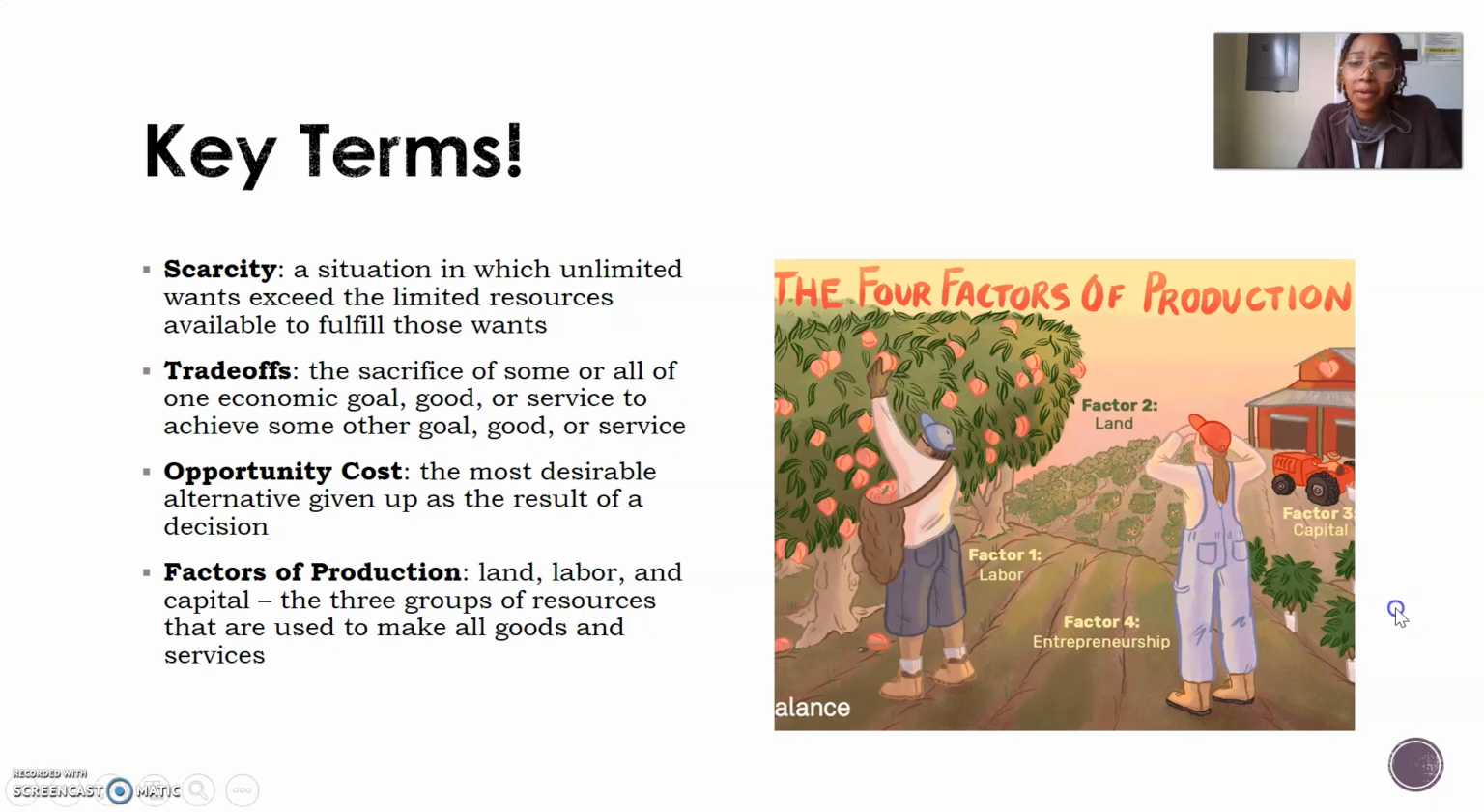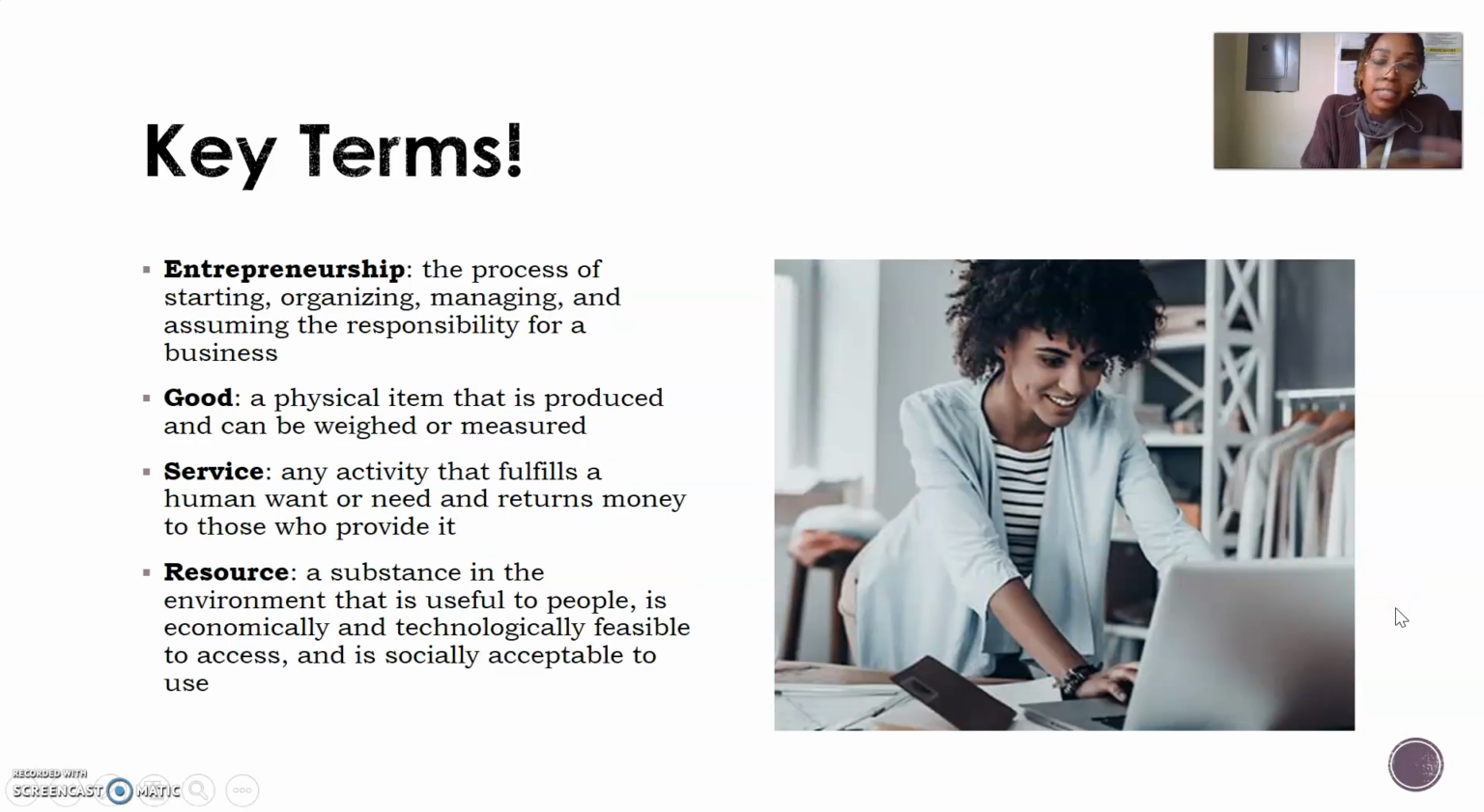And again, I promise I'm gonna go in depth with these. There was entrepreneurship. So entrepreneurship is the process of starting, organizing, managing, and assuming the responsibility for a business. So you deciding to open your own vegan smoothie factory and whatnot, that's an entrepreneurial move.